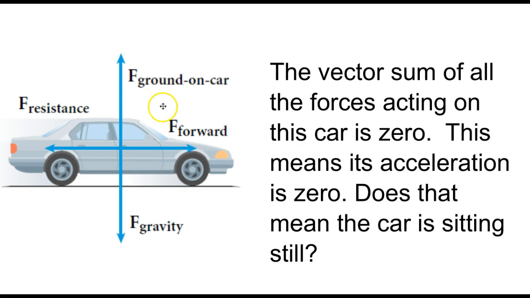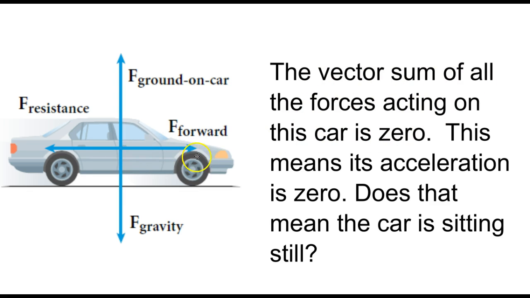For instance, right here we have a car. You've got the force of gravity pulling it down. We have the force of the ground pushing it up. We'll learn later on we call that force of the ground the normal force. We have resistance. Now that resistance could be a sum of several resistances like friction, air resistance, those sorts of things acting on the car. And then we have the force of the ground pushing the car forward. As the car pushes against the ground, those tires push against the ground, the ground pushes back, and then that causes the car to go forward. Now it says the vector sum of all the forces acting on this car is 0.